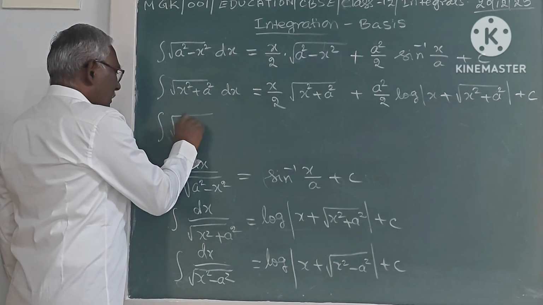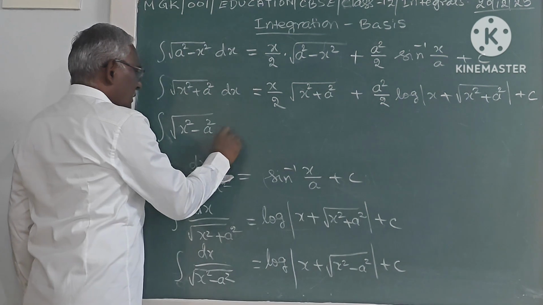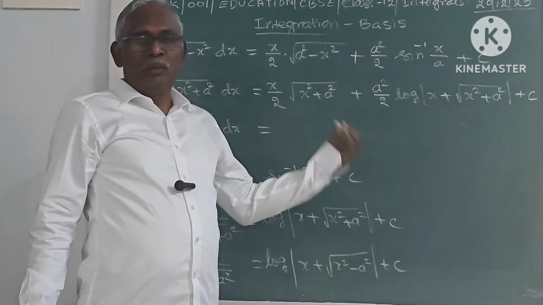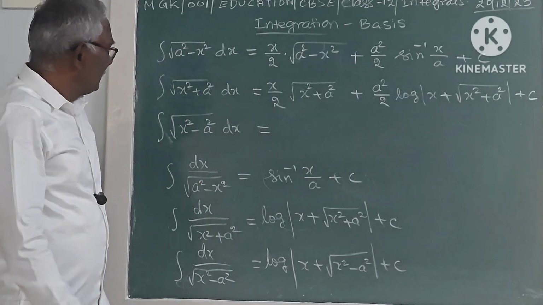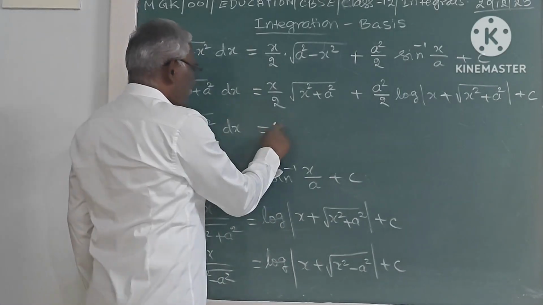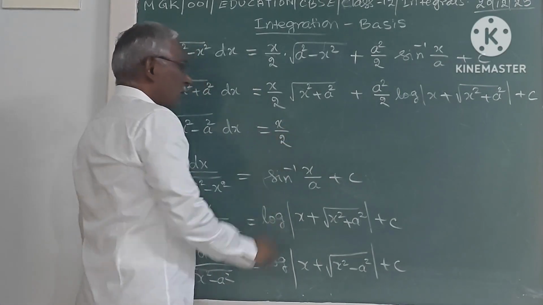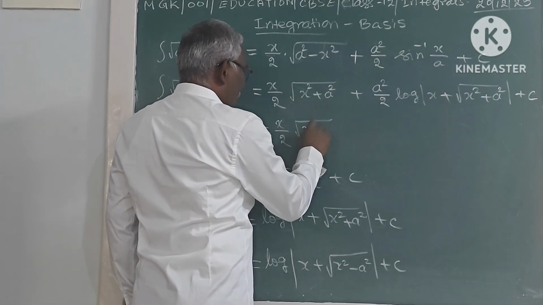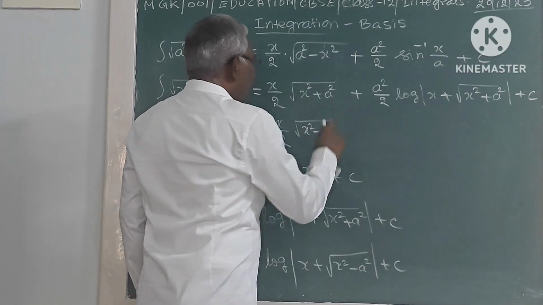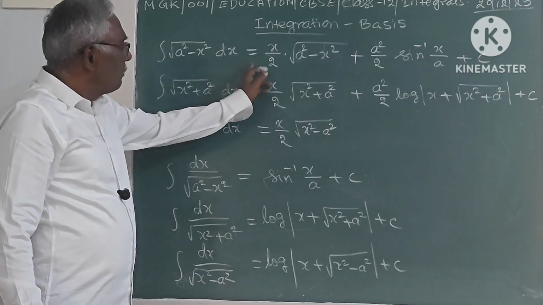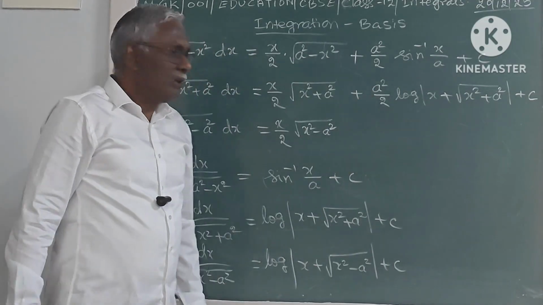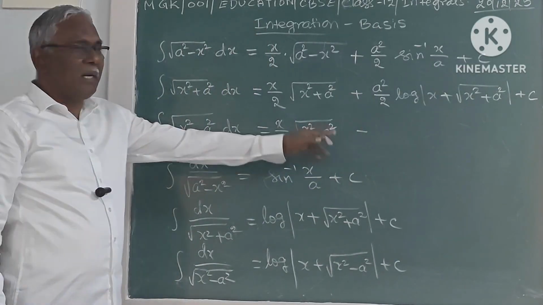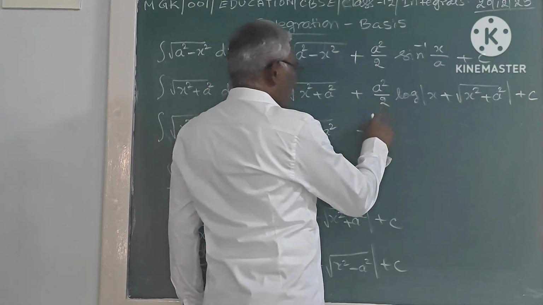Then for this, integral of square root of x square minus a square dx. Now you can tell what will come here. Yeah, again x by 2, again the same thing, x square minus a square. Here one thing you have to remember: for the first two plus will come, for the third one, when x square minus a square is coming, minus will come. Minus a square by 2.